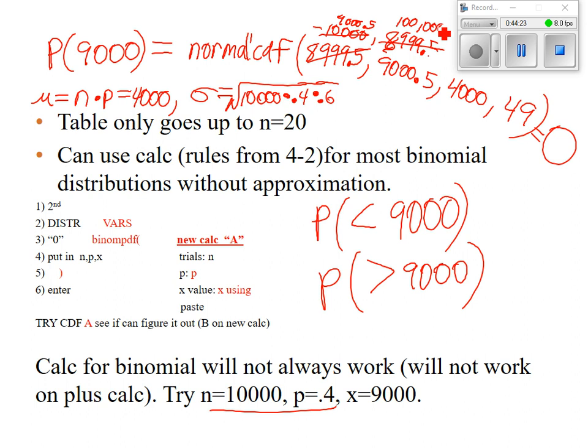Do this, because on the normal CDF, we could just put in 9,000 and it's just going to tell us that, right? So instead of doing the upper and lower limits, just put in normal CDF, 9,000, and close the parentheses. No, we can't do that because we need the mean and standard deviation only. So put in 9,000, comma, 4,000, comma, 49.